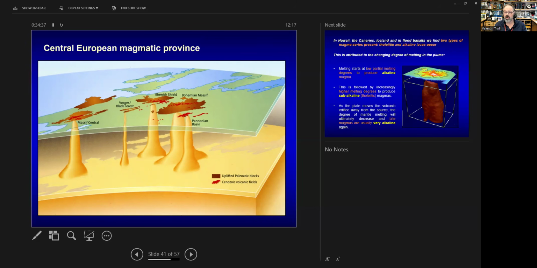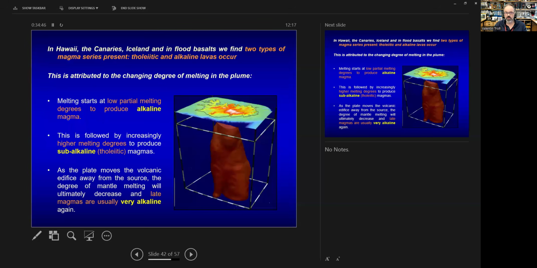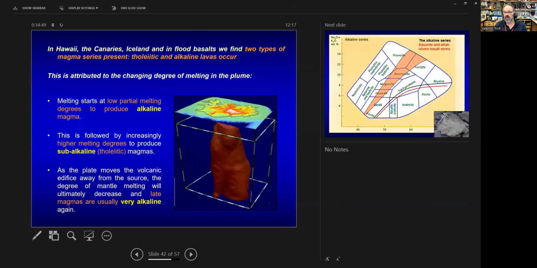It's very unusual anomalies. It's a bit like the hot piping in your pot of soup that comes up, and that can deliver some magmatism, of course. So in Hawaii, the Canaries, Iceland, etc., flood basalts, that's where we find our alkaline series. This is usually the initial stage.